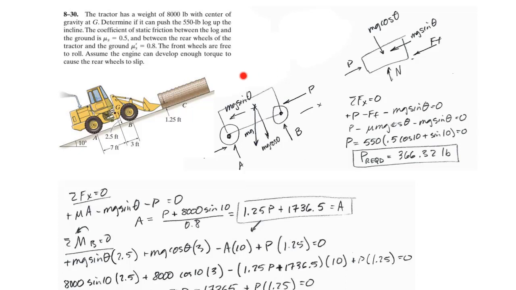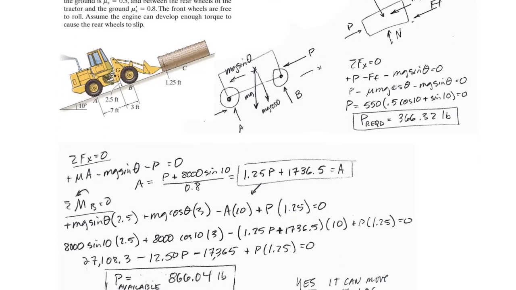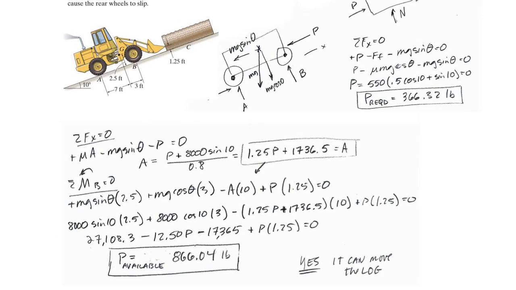Now what I want to do is analyze the loader and see if it has the capability of generating 366 pounds at this point, where the tip of the shovel, if you will, is applied. So let's just look at that. Let's draw the free body diagram, which I've done, and let me walk you through it. It's got an mg sine theta and mg cosine theta. It's got a normal force at A, a normal force at B. P has a little bit of a lever arm, and if you look right there, there's the lever arm for P. It's pushing back right there on the tip of the shovel.